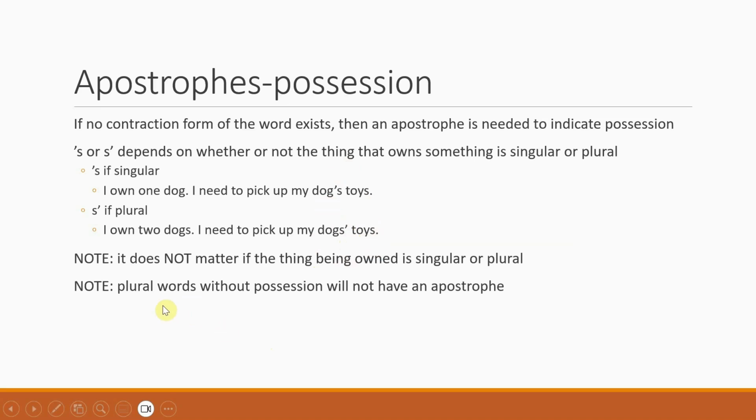So again, keep in mind that plural words without possession are not going to have an apostrophe. So if I look at this sentence here, I own two dogs, there's no apostrophe here at all, because there's no possession going on, there's no contraction going on. I'm just talking about a plural word with two dogs here. So you will often see answer choices that have apostrophes and then some that don't, and really it's just a plural word, so you don't need an apostrophe at all. So don't just immediately jump to an apostrophe. Do think about it.